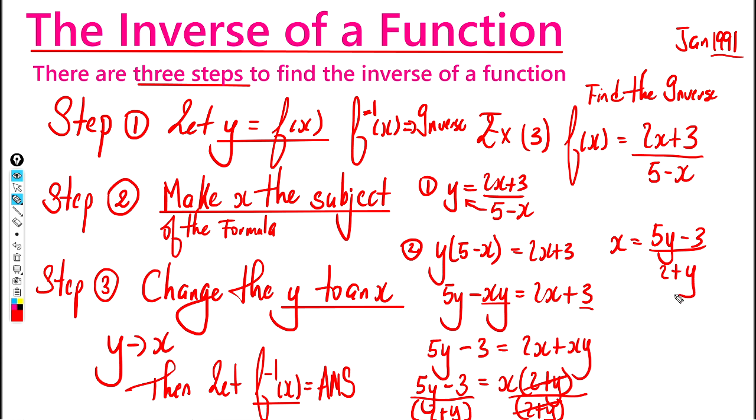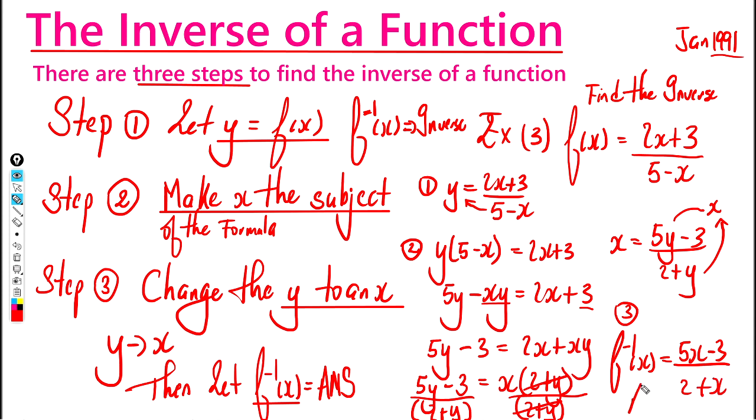So the last thing to do now is the third step, which is change these two y's to an x, and we're going to say f to the negative 1 of x is equal to 5x minus 3 over 2 plus x. And this is the answer. Cool.